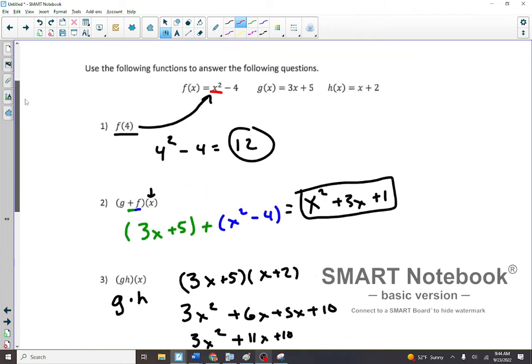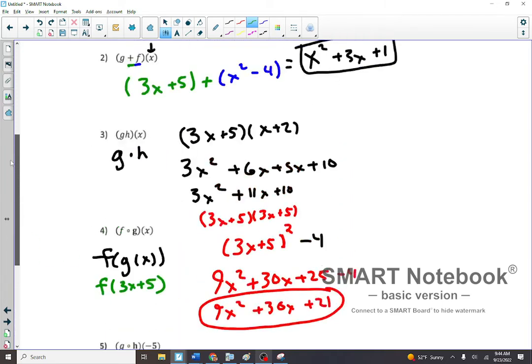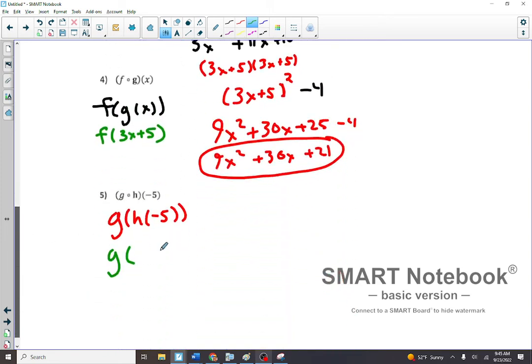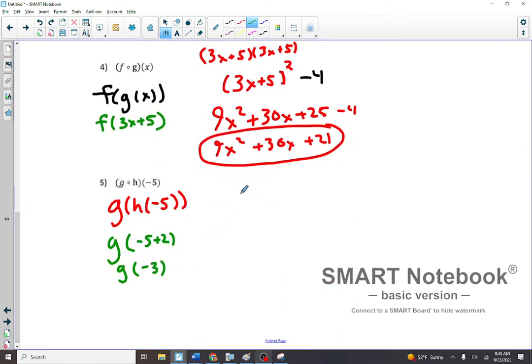Last one, g of h of negative 5. So g of h of negative 5. We're going to plug the negative 5 into h first: negative 5 plus 2. So g of negative 3. Then I take the negative 3 and plug it into my g, which is 3x plus 5. So 3 times negative 3 plus 5. Negative 9 plus 5. Negative 4.